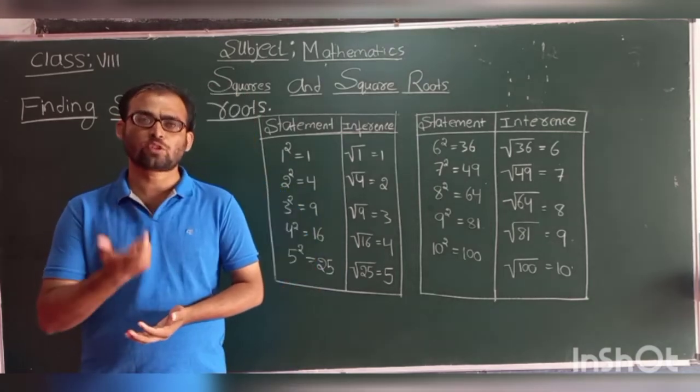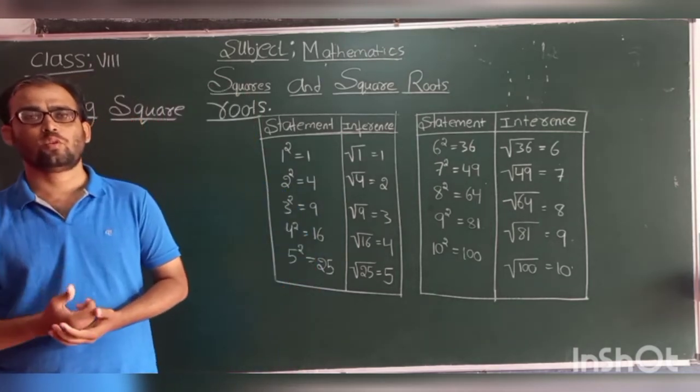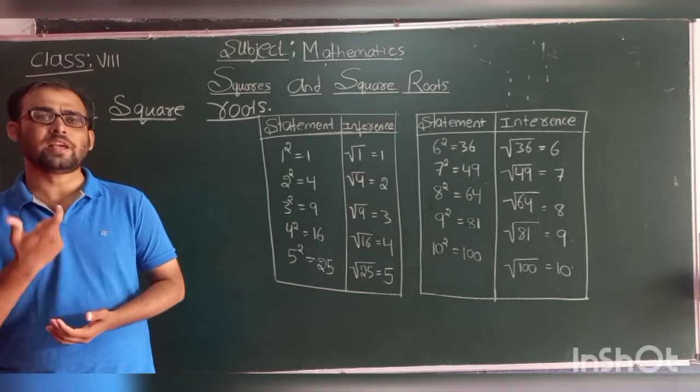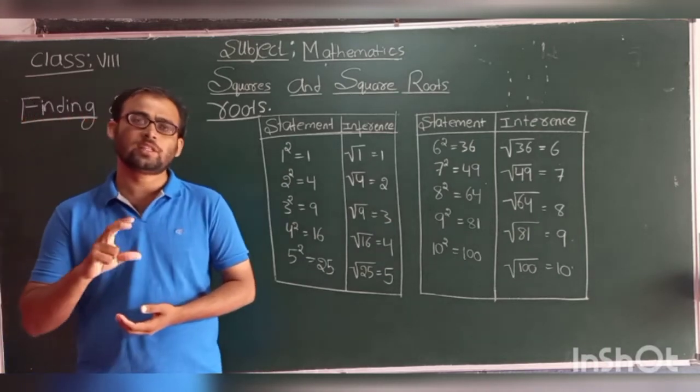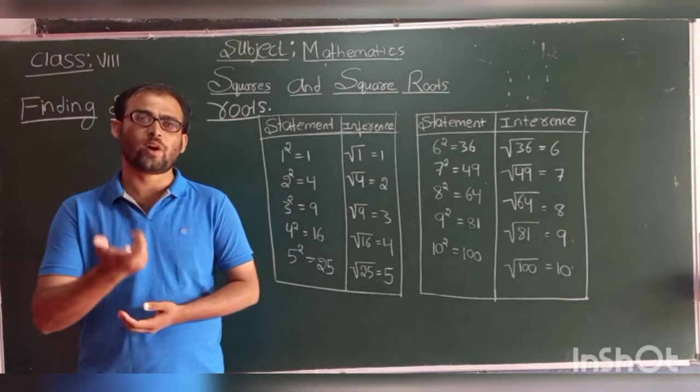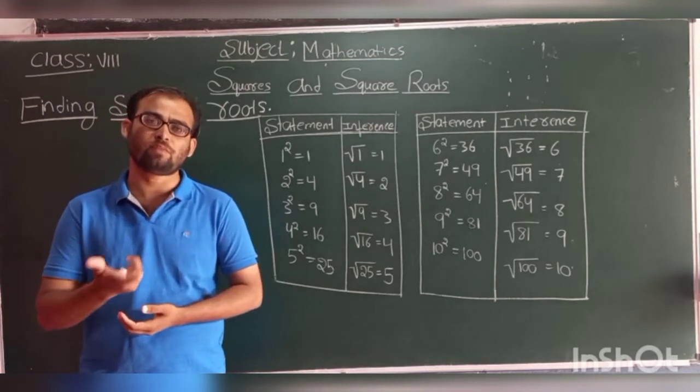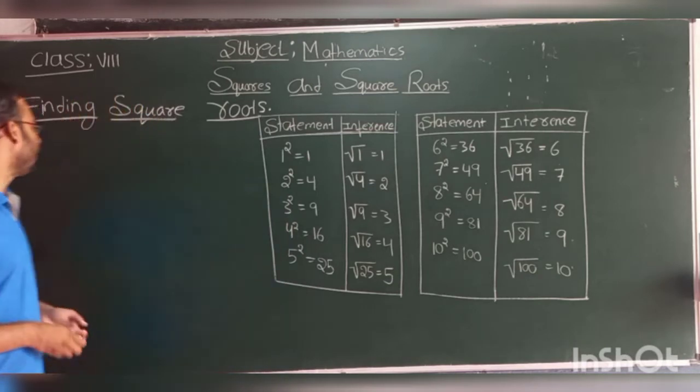Students, what do you mean by square root? Square root is nothing but the opposite of a square number, or the opposite of a perfect square.